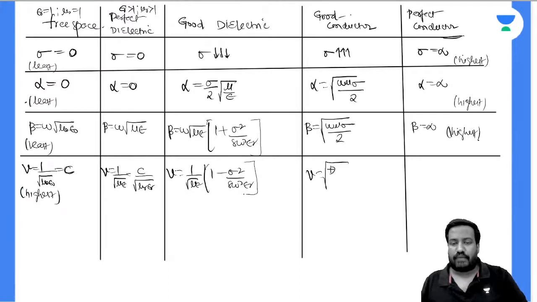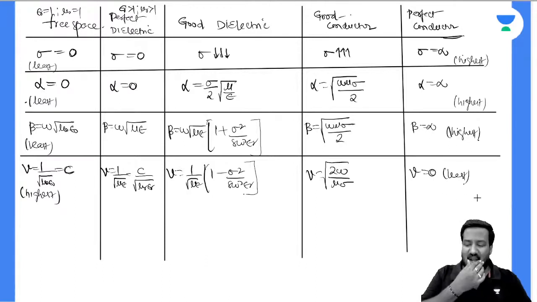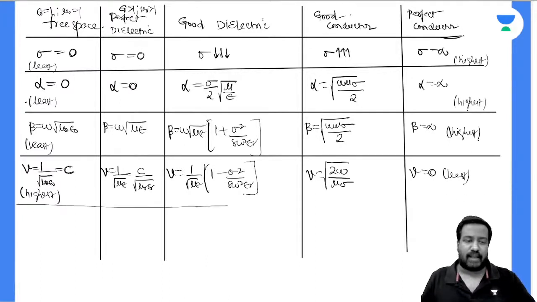Velocity is under root of 2 omega by mu sigma. Sigma is a very large value, so velocity is still decreasing. Your velocity is 0, the least value. In a perfect conductor, the waves will move with 0 velocity. That's why waves cannot exist in a perfect conductor.